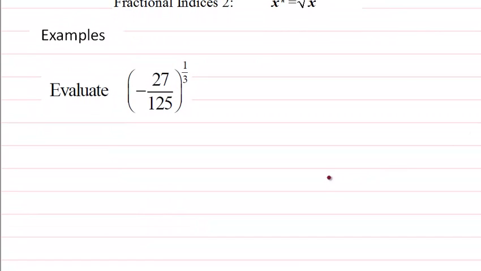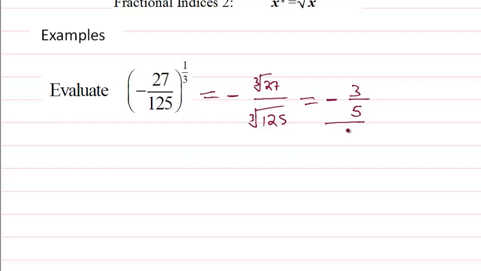So we do the first example. We're basically looking for the cube root of 27 and the cube root of 125. We can just leave the minus sign in the front. So it's the cube root of 27 and also the cube root of 125. So minus sign here, the cube root of 27 is 3 and the cube root of 125 is 5. So to the power third means cube root.